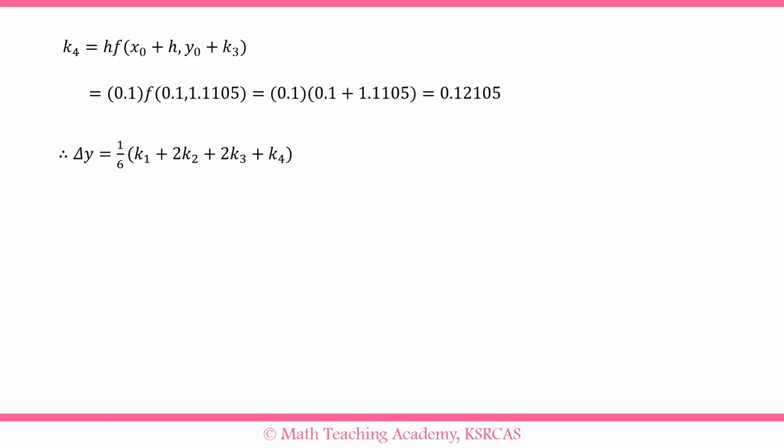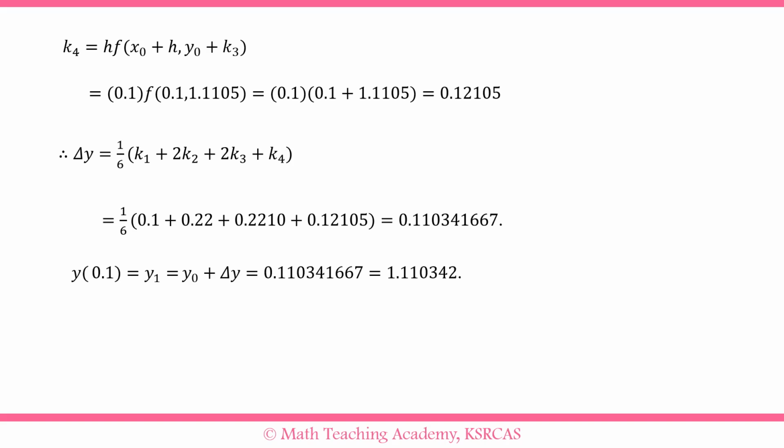Next we have to find out delta y value. So delta y equal to 1 by 6 into K1 plus 2 K2 plus 2 K3 plus K4. Now substitute all the values in this formula. So 1 by 6 into 0.1 plus 2 K2, 0.22, plus 2 K3 value, 0.2210, plus K4 value 0.12105. So the answer is 0.110341667.